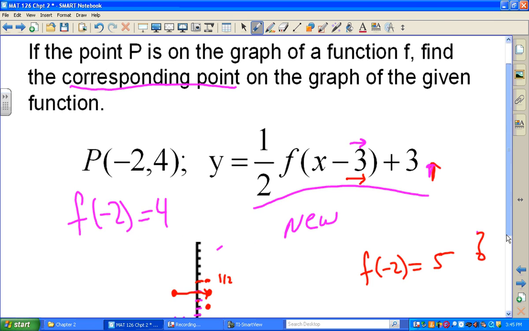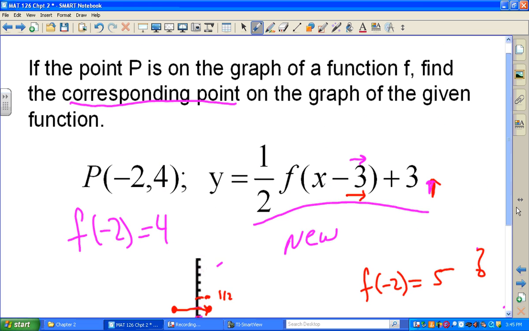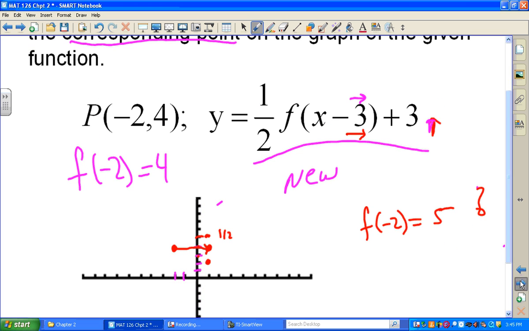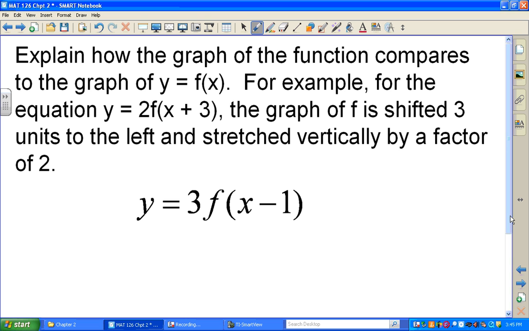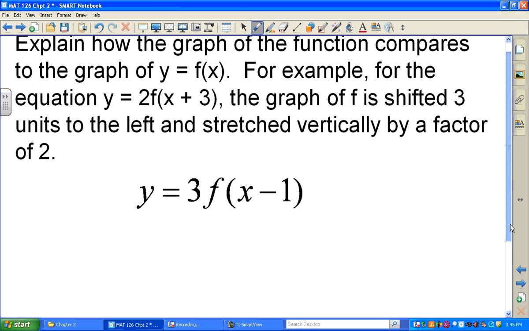We should do another one of those, but you'll have plenty of chances to do them on the homework. All right. Explain how the graph of the function compares to the graph of y equals f of x. For example, the equation 2 times f of x plus 3 is the graph of f shifted 3 units to the left. That's because it's x minus the negative 3. And stretched vertically by a factor of 2. Well, it's stretched because a is greater than 1. So it's stretched by 2.